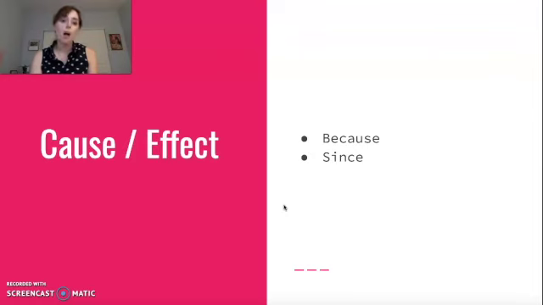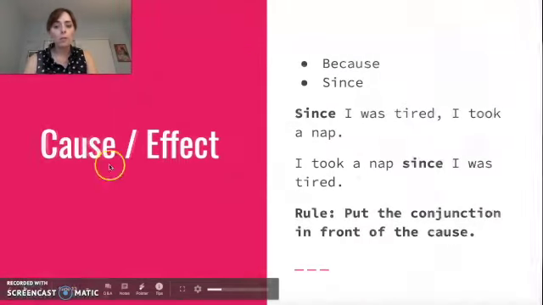Okay, so now let's look at cause and effect. So because is a very popular transition word that you probably already use, and you hear people use a lot, and also since. So this indicates a cause and an effect. So we can use because or since, okay? So since I was tired, I took a nap. I took a nap since I was tired. Again, you can always do these either way, okay? Either order.